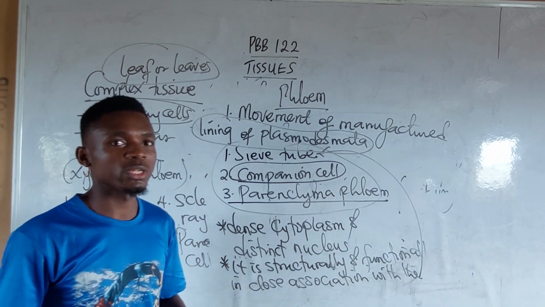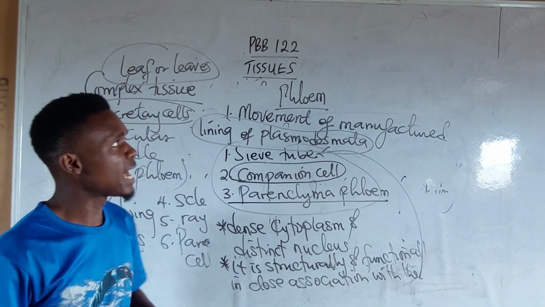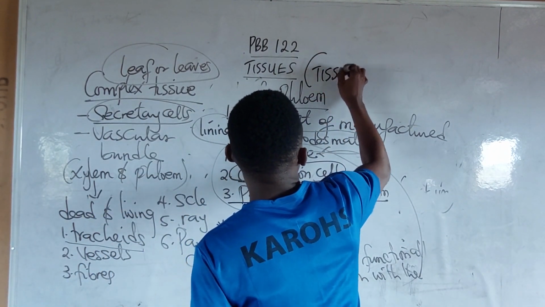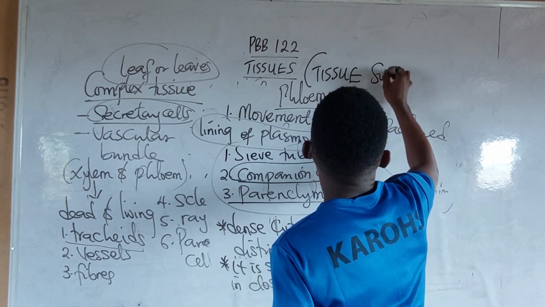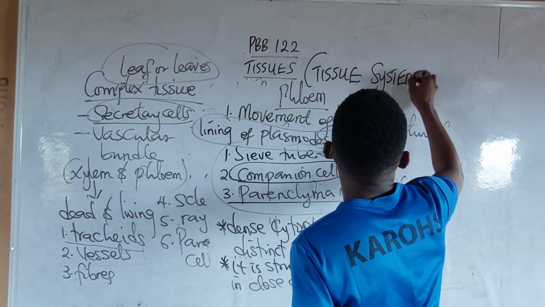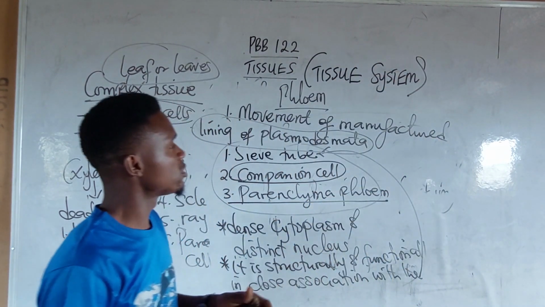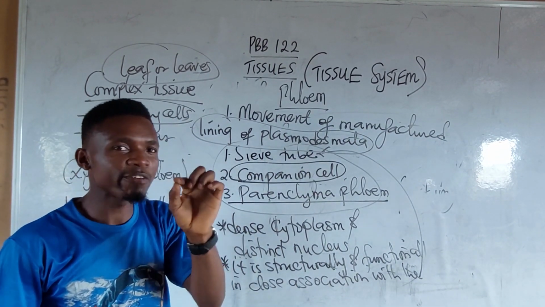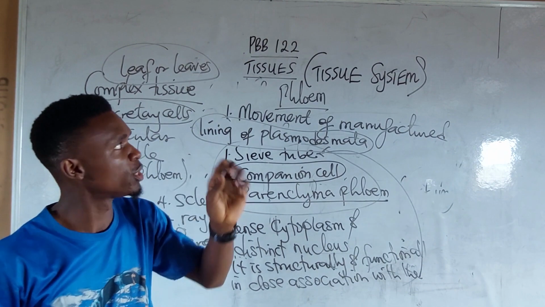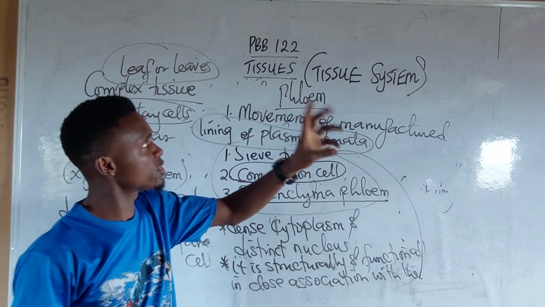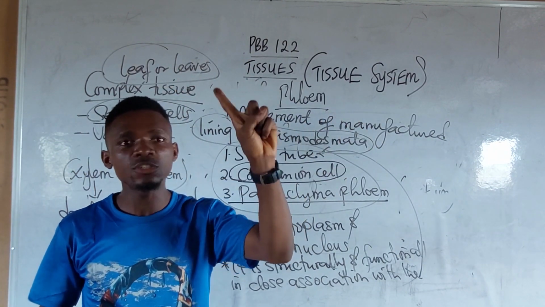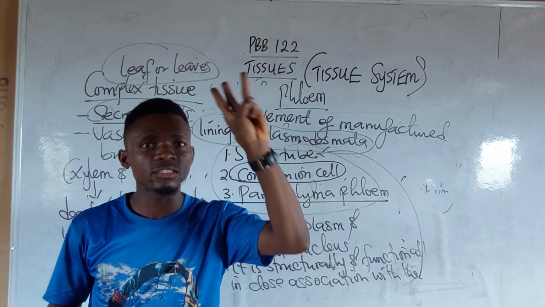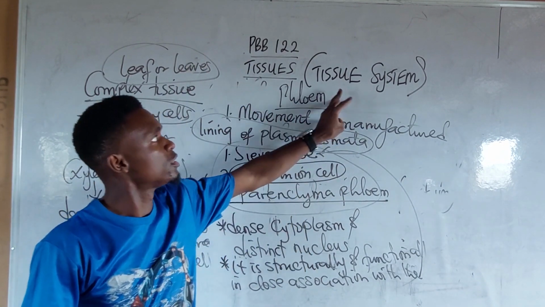So at this point, we call it a day. In my next class, I'm going to be taking tissue system. Now there are three types of tissue system: we have the epidermal tissue, we have the ground tissue, and we have the vascular tissue. These are the three types of tissue system.